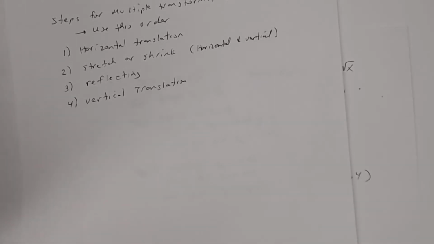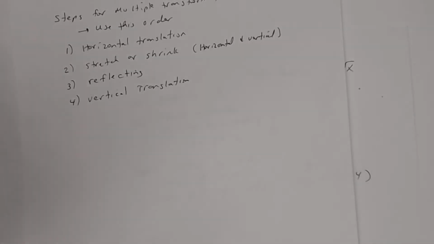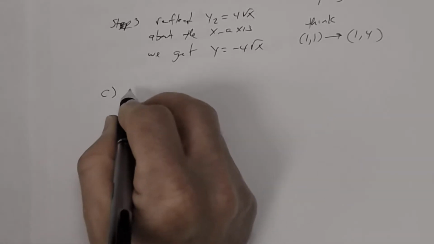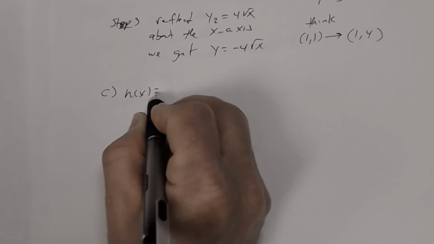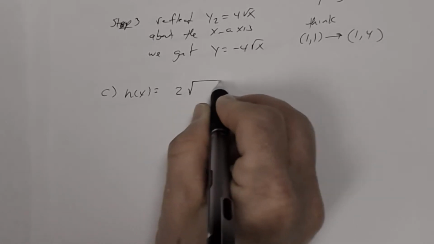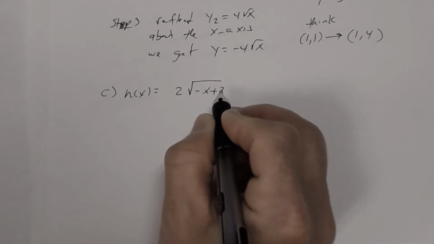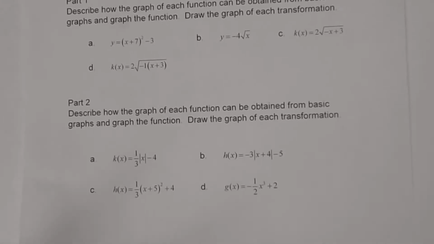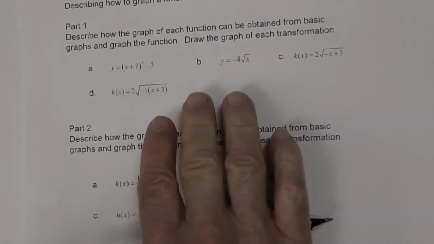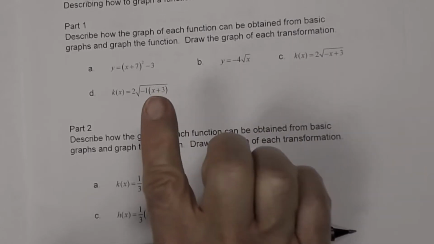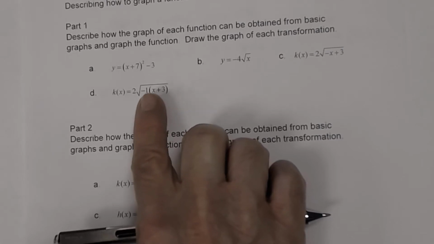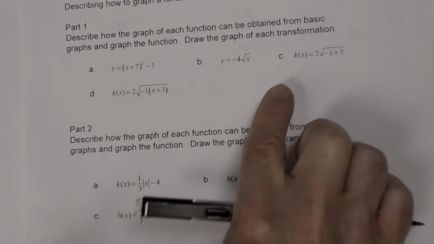All right, let's look at C. So in C, we have this problem. In C, we have h of x is equal to 2 square root of -x plus 3. Now I need for you to look at C and D. The way we do C, you're going to do the same way we do D. So don't let the way that D looks symbolically confuse you. We're going to talk about that. So be a little bit careful when we get to D. But let's look at C first.